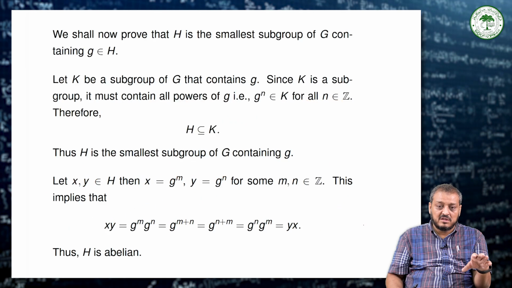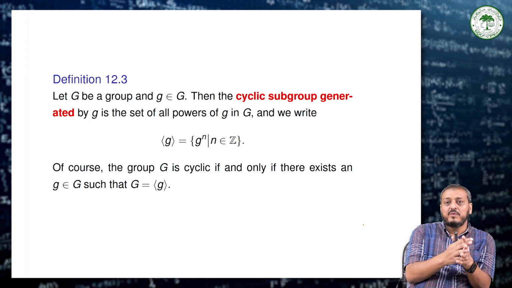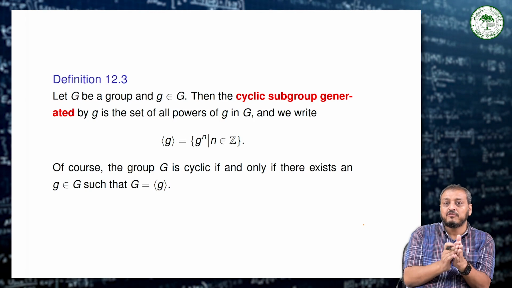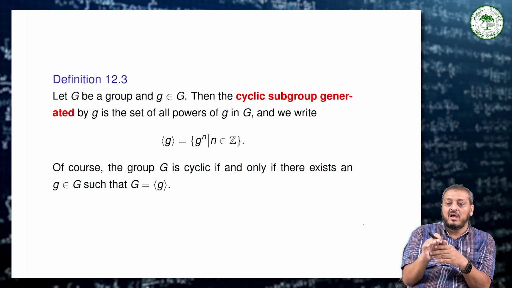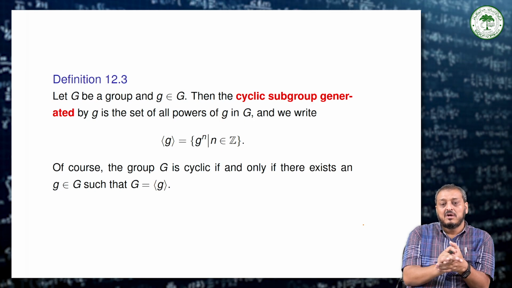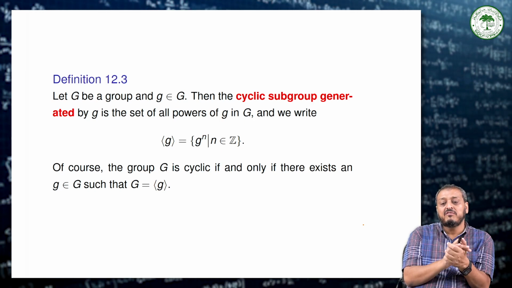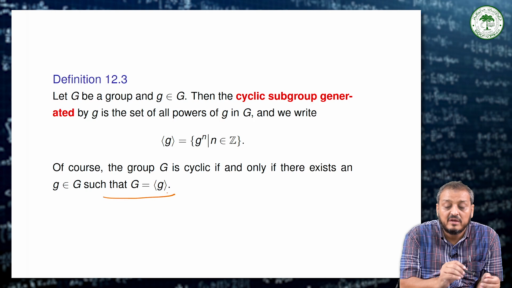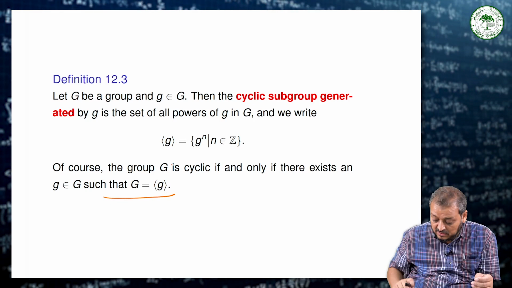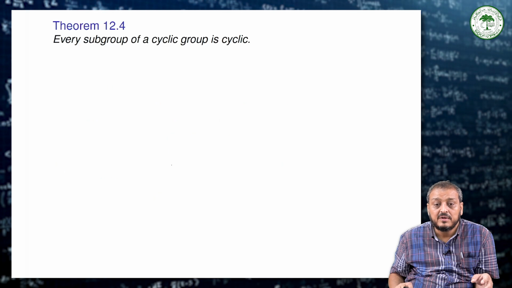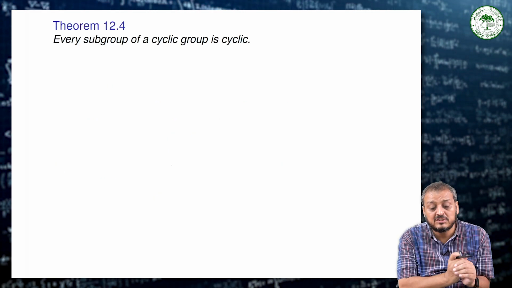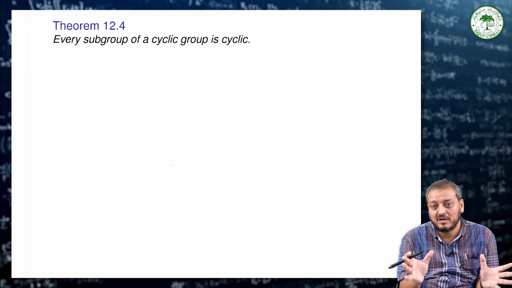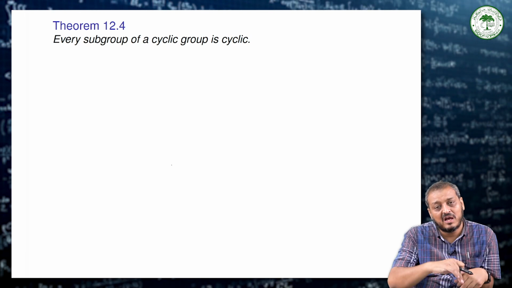This means we can define: let G be a group and g be an element of G. Then the cyclic subgroup generated by g is the set of all powers of g, and we write g to the power n. Of course, the group G is cyclic if and only if there exists an element g belonging to G such that G is generated by g. Now we have this result: every subgroup of a cyclic group is cyclic. So we are saying that if we take any cyclic group and take a subgroup of it, that subgroup is also cyclic.